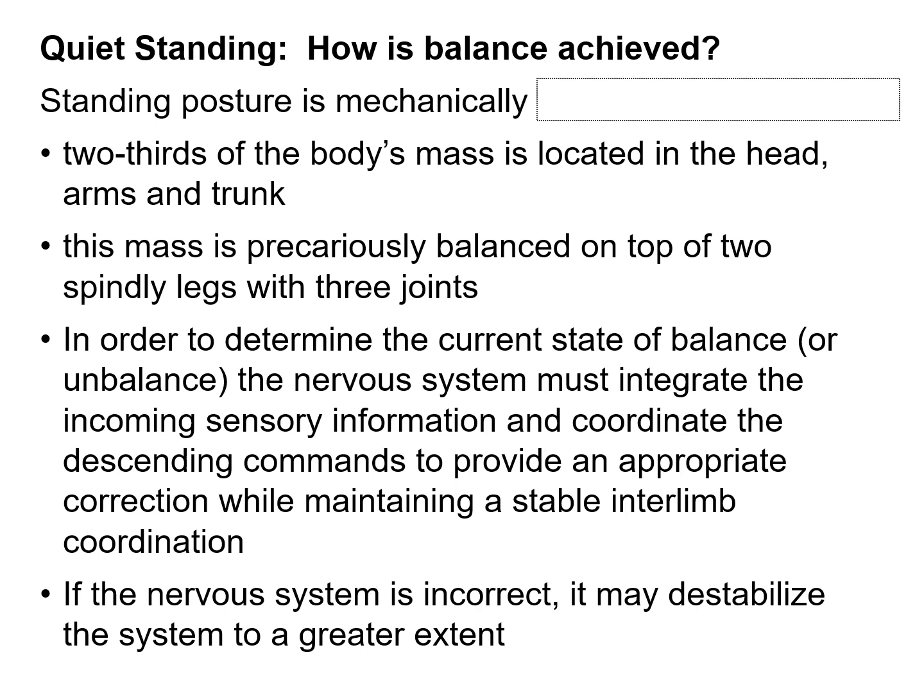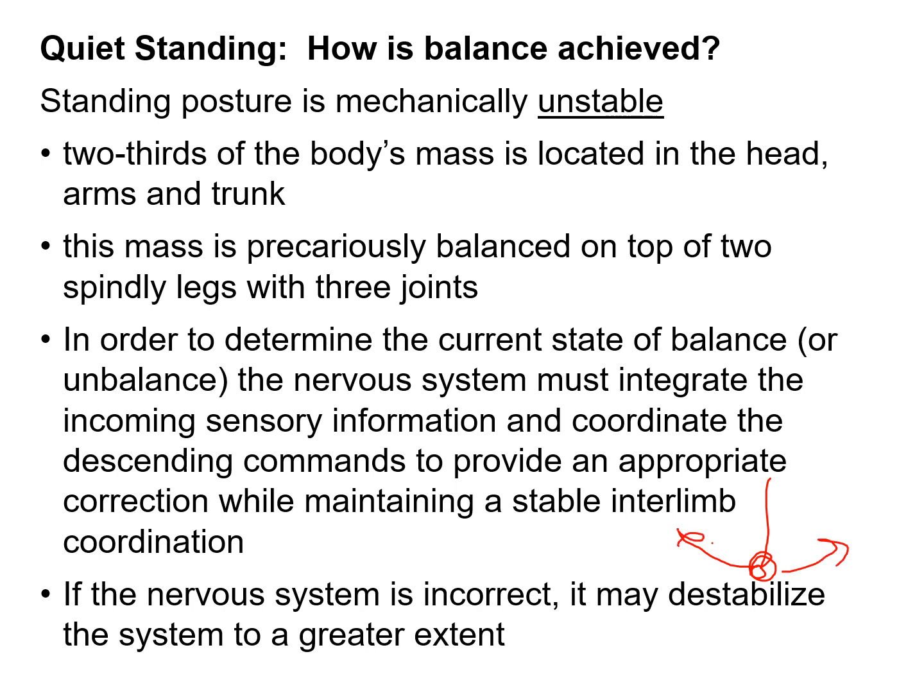So in quiet standing, just standing around, how is balance achieved? The standing posture is mechanically unstable. You know what a pendulum is: a bell on a piece of string that goes back and forth like this. When we're looking at somebody just standing, we're looking at almost an inverse pendulum, going back and forth like this. So normal quiet standing posture is actually quite mechanically unstable.